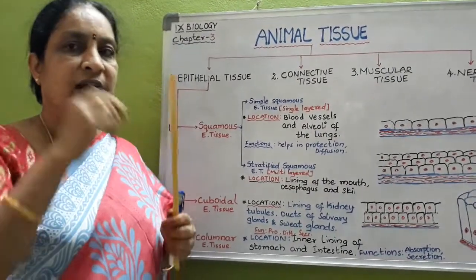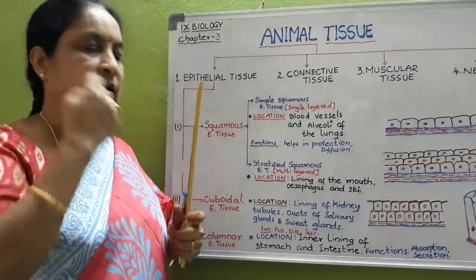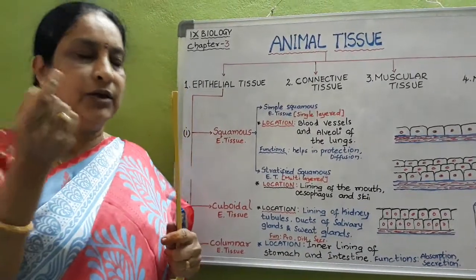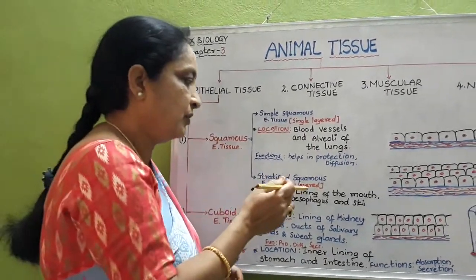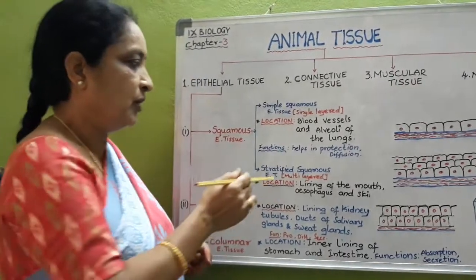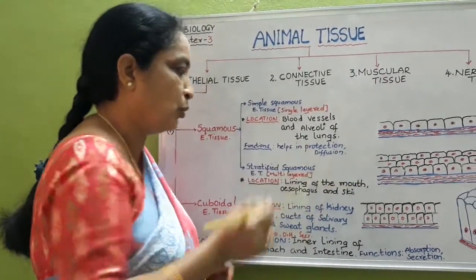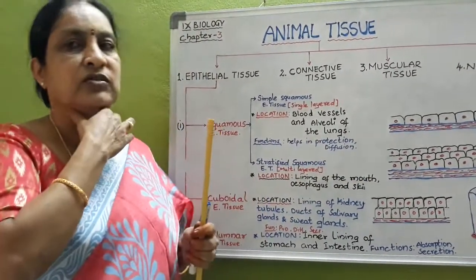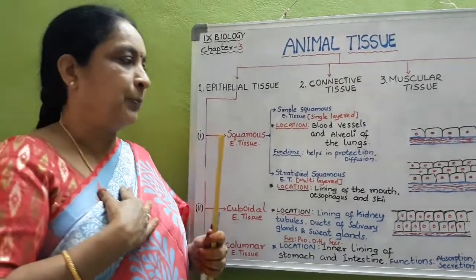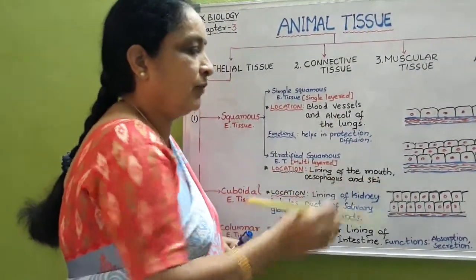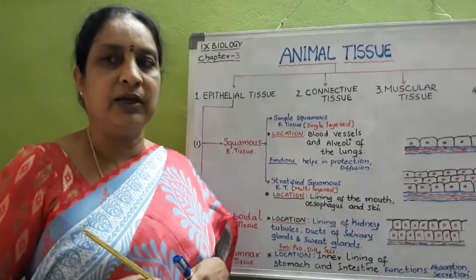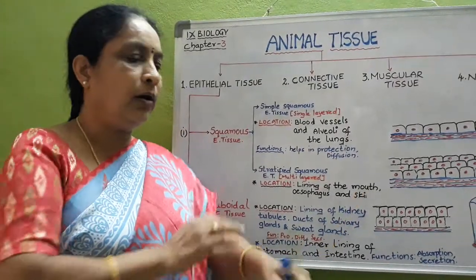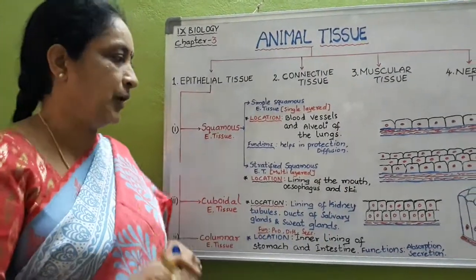If we scratch the inner part of the mouth, we can observe this tissue, stratified squamous epithelial tissue. It is located in the lining of the mouth and the esophagus, which is called the food pipe, and also on our skin. Just now I told you that it lines all over our skin.